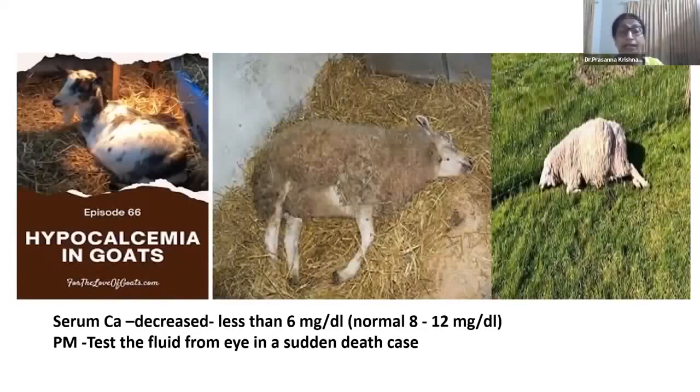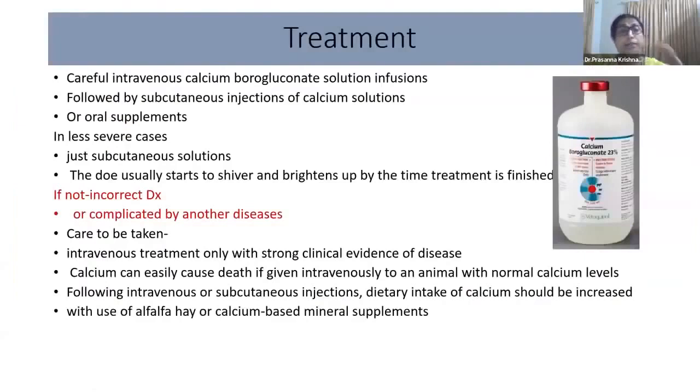If the death happens in such cases, we have to estimate the serum calcium level. So if we know that it is 8 to 12 milligram per deciliter, from that it comes down to less than 6 milligram per deciliter. And if we are not able to get the serum, then sometimes it is also advised to take the fluid from the vitreous humor. But take care, if you are going to collect the fluid from the eye, you have to do it very soon after the death. Otherwise, again, that will give you a misdiagnosis. So you can even test the eye fluid soon after death for the estimation of this calcium.